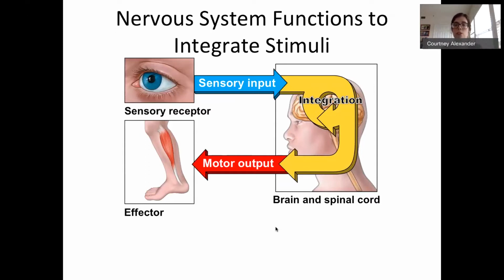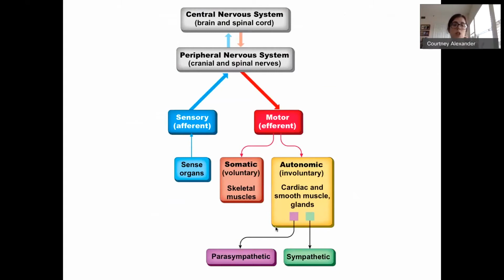And this might remind you of that homeostatic control network that we talked about. It's set up in a similar way of integration coming from input leading to output. We can break down our nervous system into two major components: our central nervous system, which is our brain and our spinal cord, and our peripheral nervous system, which are the nerves of our body. The peripheral nervous system can be further broken down into afferent nerves, which contain sensory information and approach the central nervous system, and our efferent nerves, which are our motor nerves that leave the central nervous system.